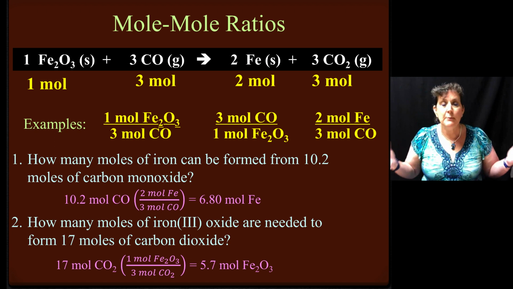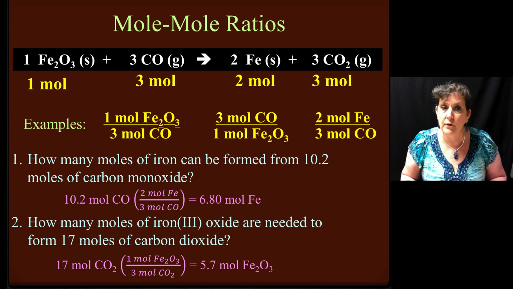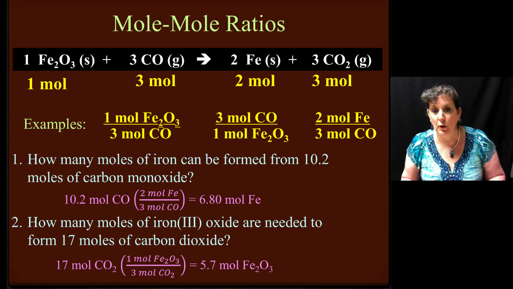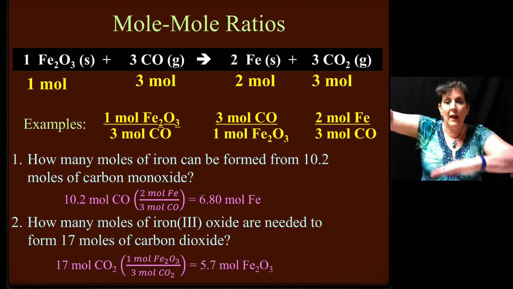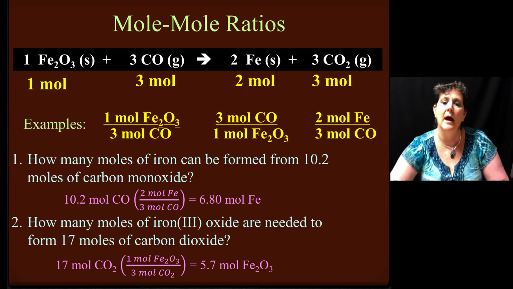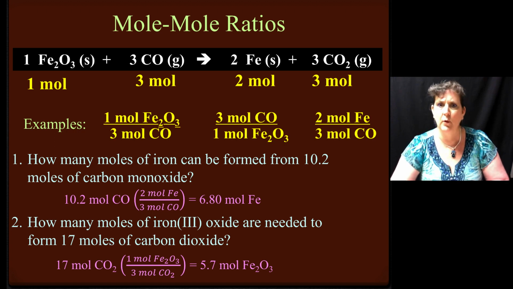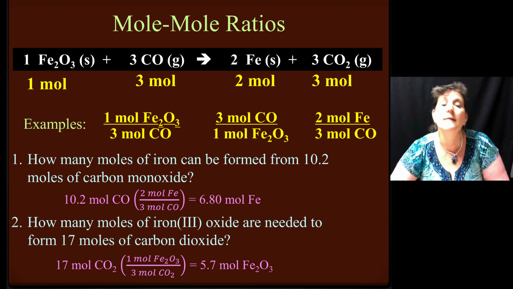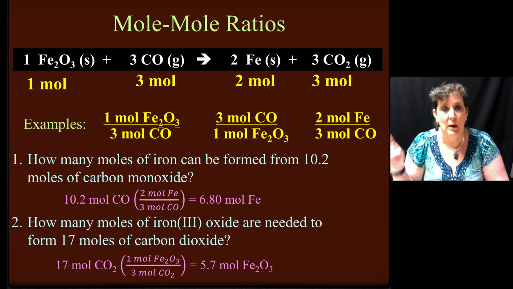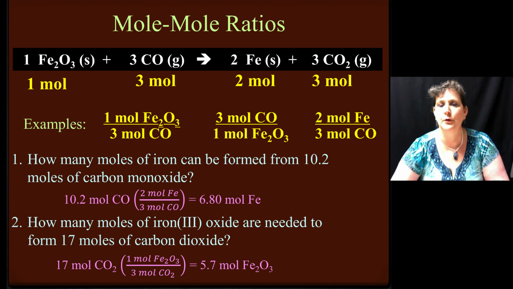We've got our 17 moles of carbon dioxide times the mole ratio of 1 mole Fe2O3 over 3 moles of CO2. Moles of CO2 cancel out top to bottom. And our answer is 5.7 moles of Fe2O3. Now that was rounded. Why did we round it to 5.7? Why not 5.682347, etc.? Why 5.7? Sig figs. 17, the number we started with, only had 2 sig figs. So 5.7, we can only have 2 sig figs.